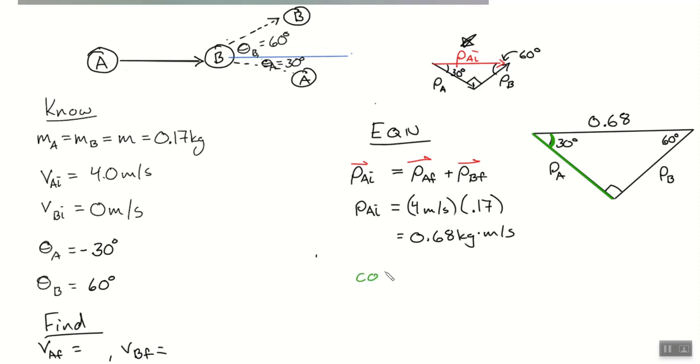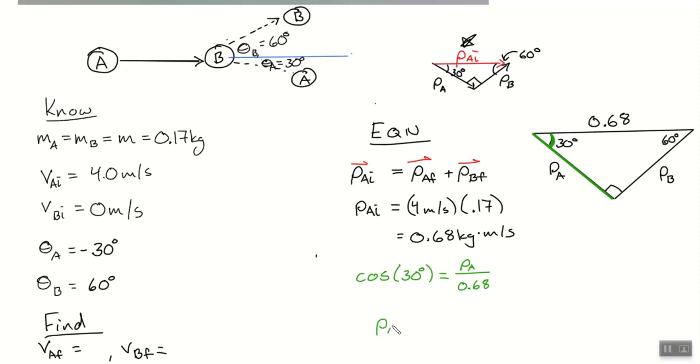So here we go. Cosine of, what's that angle we're going from? 30 degrees is equal to, what was the opposite? Or adjacent, I'm sorry. Rho A over, what's the hypotenuse? 0.68. Now this is killing me to do it, but I will write the number. I really want to write rho F, that's fine. Or rho A. Cool. Can we solve for rho A?